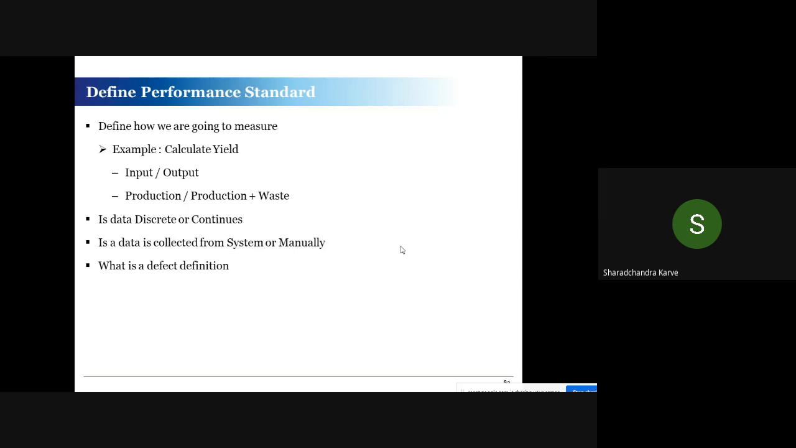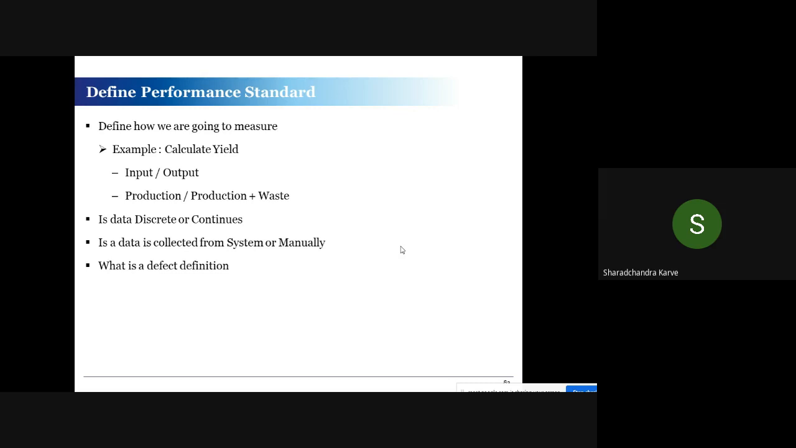To give you a very simple example: how will you define lunch time? Somebody will say, I leave my desk from the office and come back to the desk after lunch; that is my lunch time. Somebody will say, I will enter the canteen and come out of the canteen; that is my lunch time. Now, both definitions are right. But what you are considering as lunch time in your project has to be clearly written down here. That is what I mean by a defined performance standard.